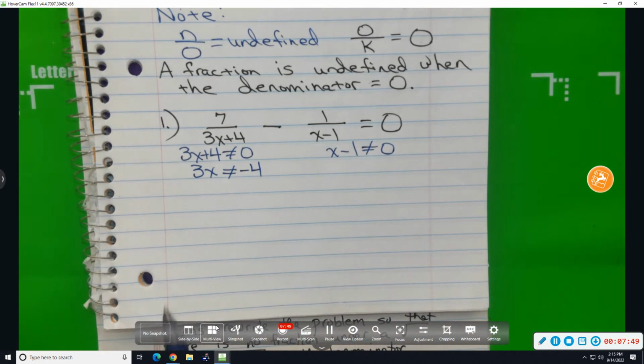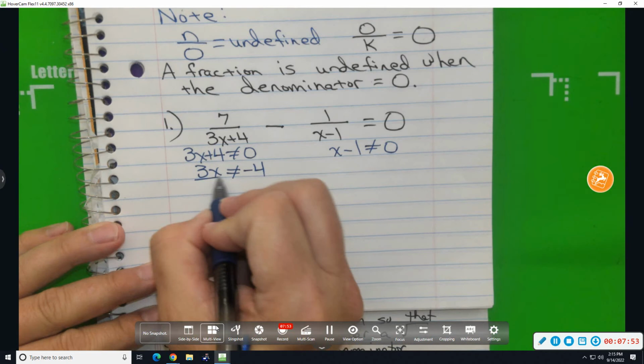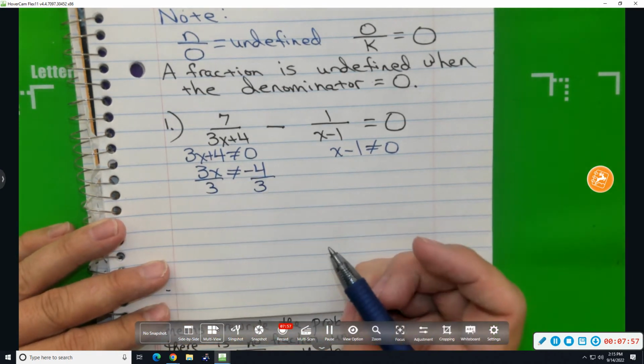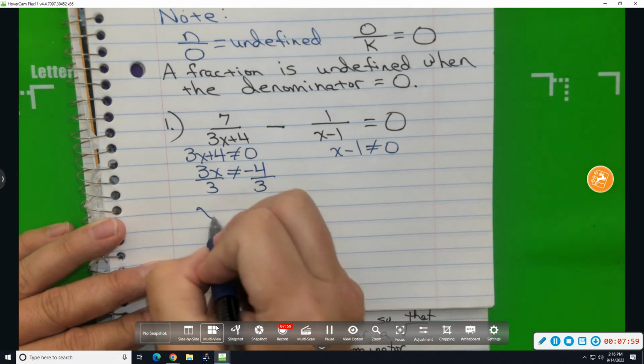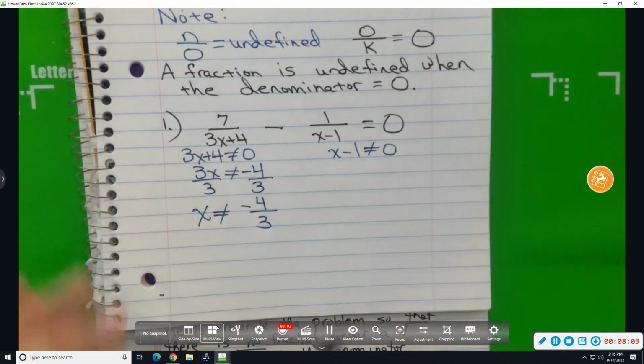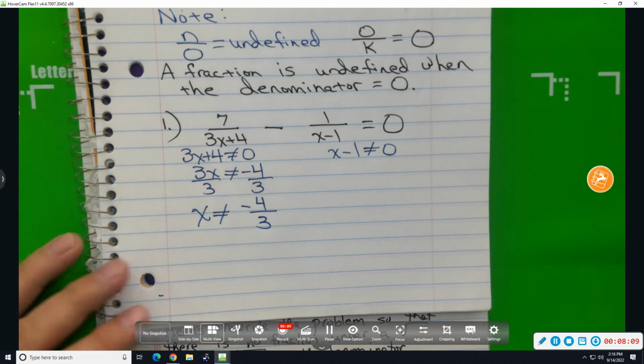And then divide by 3, I agree. So here's one number. If you solved the equation, went through the process, and wound up with negative 4 over 3 as a solution, you'd have to mark it out. Negative 4 over 3 cannot possibly be a solution.